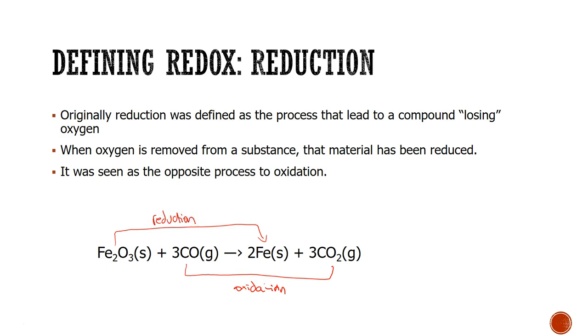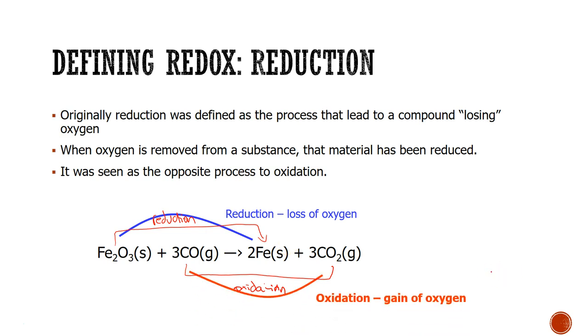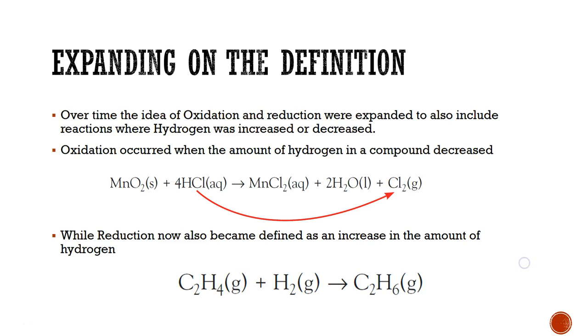So that's one definition, by changing the amount of oxygen present in a substance. So here we see the reduction being the loss of oxygen, and oxidation being the gain of oxygen. So we can expand on that definition, which they did over time as they discovered more things, and realize that it wasn't always something that involved oxygen. Sometimes the same sorts of processes were going on where we could see a change in oxygen, but also hydrogen.